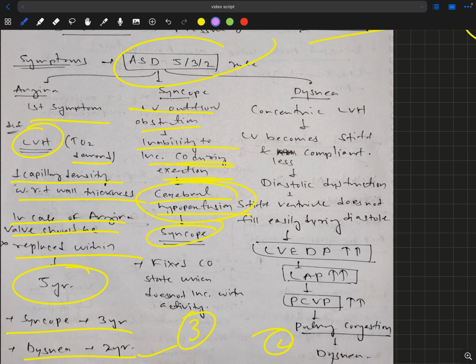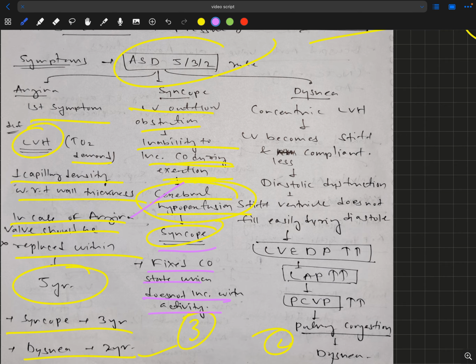So syncope develops due to a fixed cardiac output state in aortic stenosis, which leads to decreased blood flow to the brain, cerebral hypoperfusion, and that leads to syncope. Fixed cardiac output state means it doesn't increase with activity. Normally the cardiac output of the heart increases with activity, but in aortic stenosis, it doesn't. That leads to decreased cerebral perfusion, which leads to syncope. If you encounter syncope, then the valve should be replaced within 3 years; angina, 5 years.